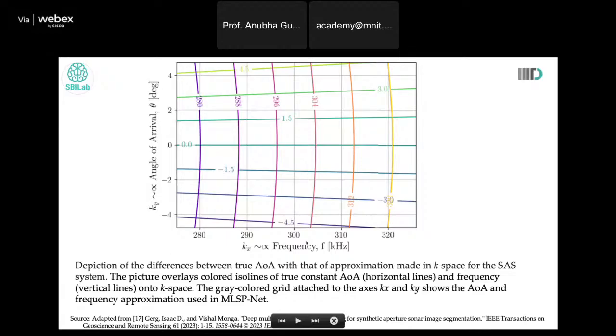So you have Kx, which is directly proportional to frequency, and Ky, which is directly proportional to angle of arrival, right? The picture overlays colored isolines. These are the isolines of true angle of arrivals, for angles of 0 degree, 1, minus 1.5 degrees, and so on, right? And frequency appears as vertical lines in K space. The gray colored rectangular grid attached to the axes shows the angle of arrival and frequency approximations used in their architecture, which they call MNSP-NET.